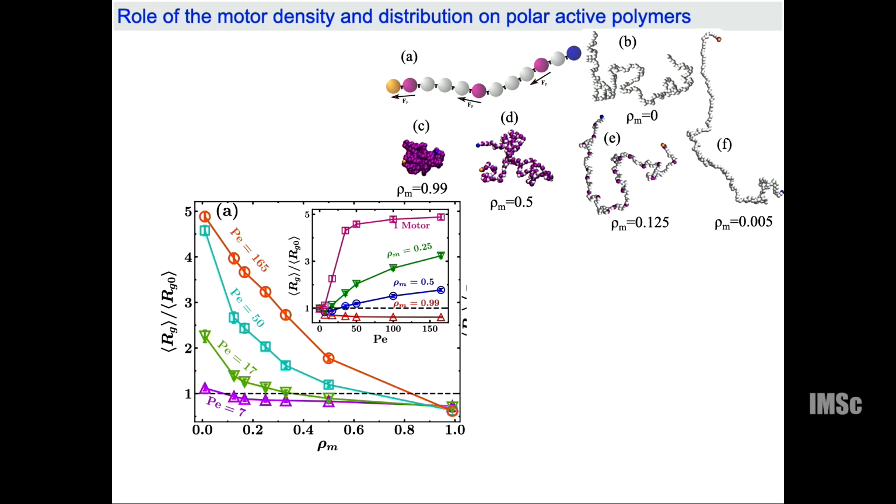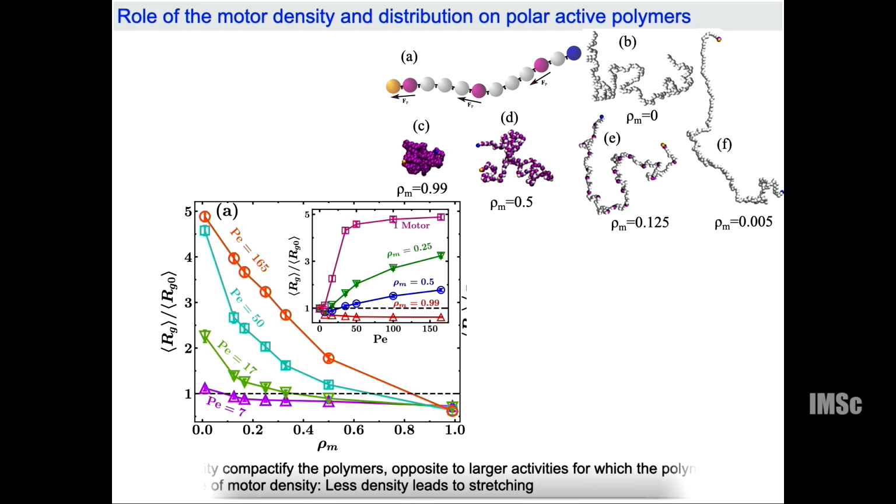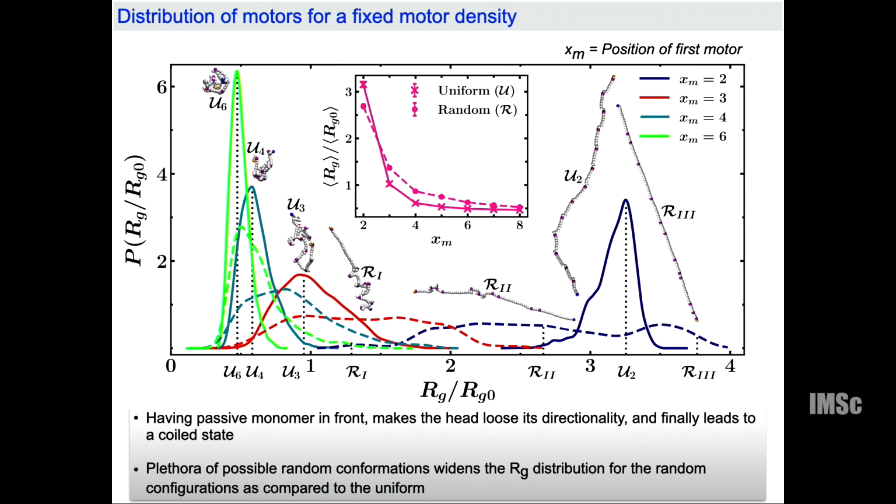When you have multiple motors, it goes to a condensed state. The moment you decrease the number of motors, it goes to an open state. And how much it is going to go to an open state will also depend on what Peclet number we are talking about. For a smaller Peclet, even a small number of motors is sufficient to take it to the collapse state.